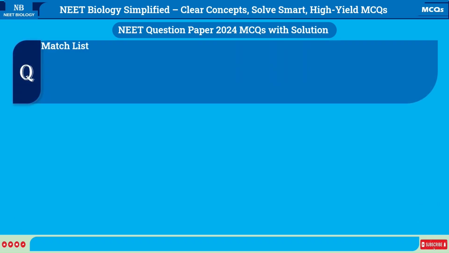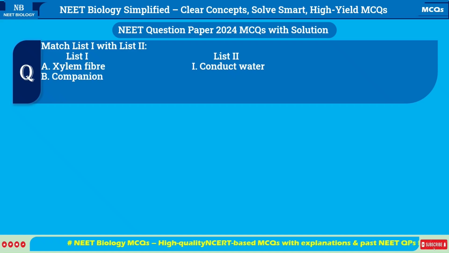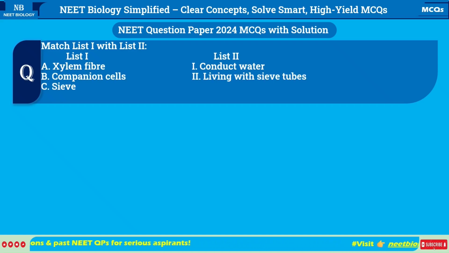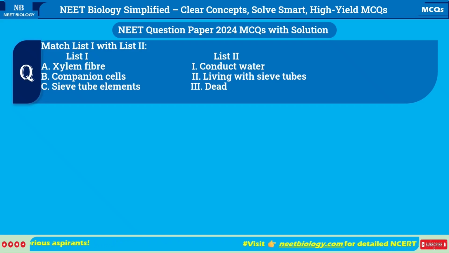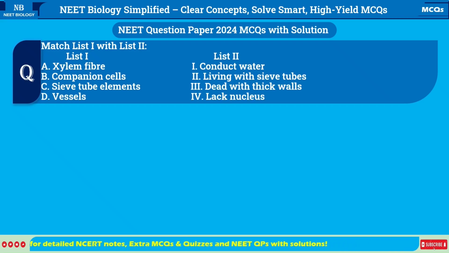Match List 1 with List 2. List 1: A. Xylem fiber, B. Companion cells, C. Sieve tube elements, D. Vessels. List 2: 1. Conduct water. 2. Living, with sieve tubes. 3. Dead, with thick walls. 4. Lack nucleus but have cytoplasm.